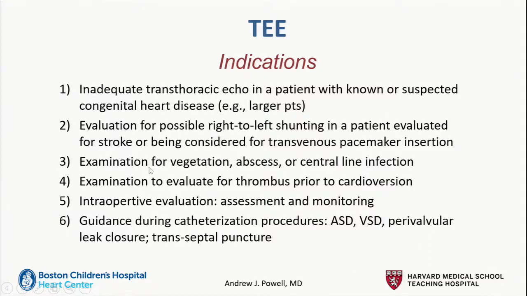Again, number 3, examination for vegetation, abscess or central line infection. The idea behind this is the acoustic access and the picture clarity will be better by TEE and give you better sensitivity to detect these problems than just transthoracic echo. Number 4, examination to evaluate for thrombus prior to cardioversion, same story, better sensitivity. You're all familiar, I think, with number 5, intraoperative evaluation to assess the patient and the adequacy of the surgical repair, as well as for hemodynamic monitoring of the patient as they're recovering or during the procedure. And number 6 is guidance during a catheterization procedure, such as ASD or VSD closure or paravalvular leak, and to guide transseptal puncture.